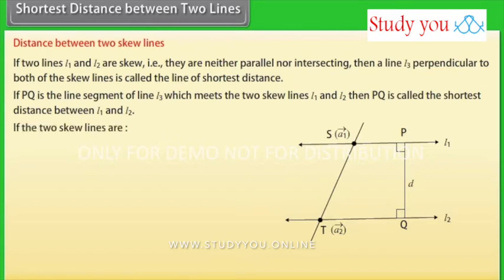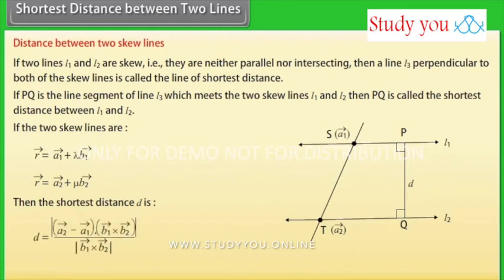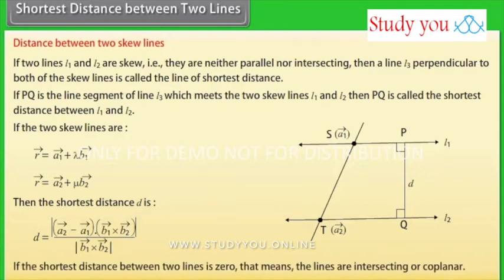If the two skew lines are vector r equals vector a1 plus lambda vector b1, and vector r equals vector a2 plus mu vector b2, then the shortest distance d is d equals modulus of dot product of vector a2 minus vector a1 and cross product of vector b1 and vector b2, divided by modulus of cross product of vector b1 and vector b2. If the shortest distance between two lines is 0, that means the lines are intersecting or coplanar.